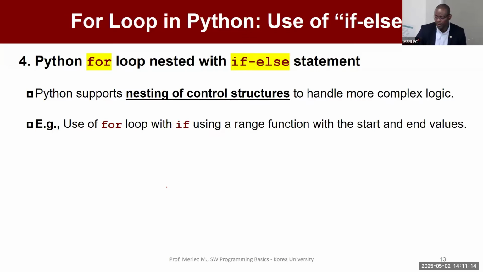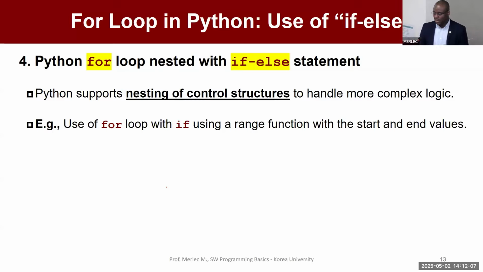Okay, let's see another case where we can combine loop instructions and conditional instructions we have seen last time. In this case, we can combine a for loop with an if-else statement, in order to provide a specific control inside a loop. So this is also a kind of nesting control structure that combines a loop instruction and conditional statements.